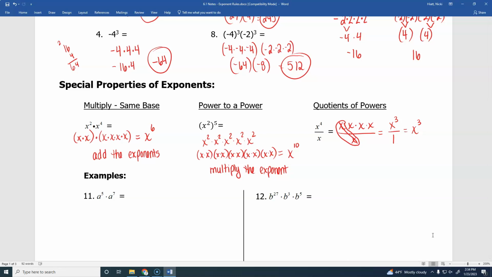This one's a little less obvious. Okay, I'm subtracting because what exponent did this x right here have? It had 1, right? So subtract exponents and put your answer on the side with the most x's.